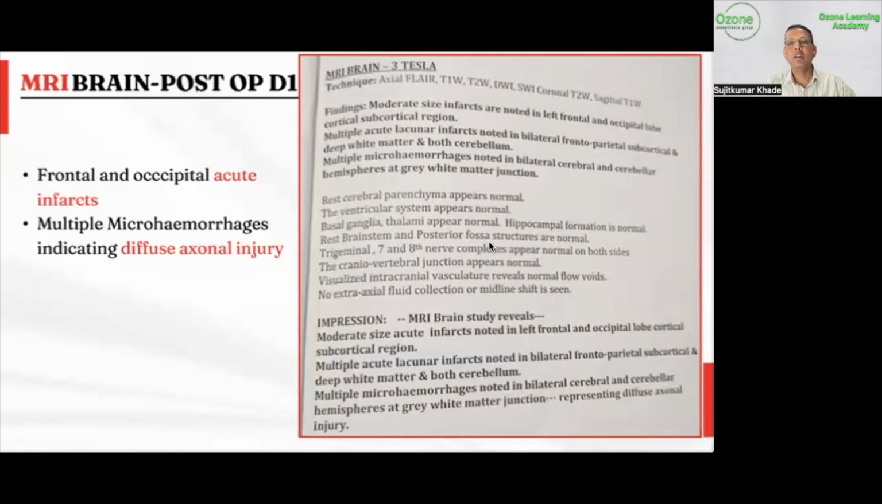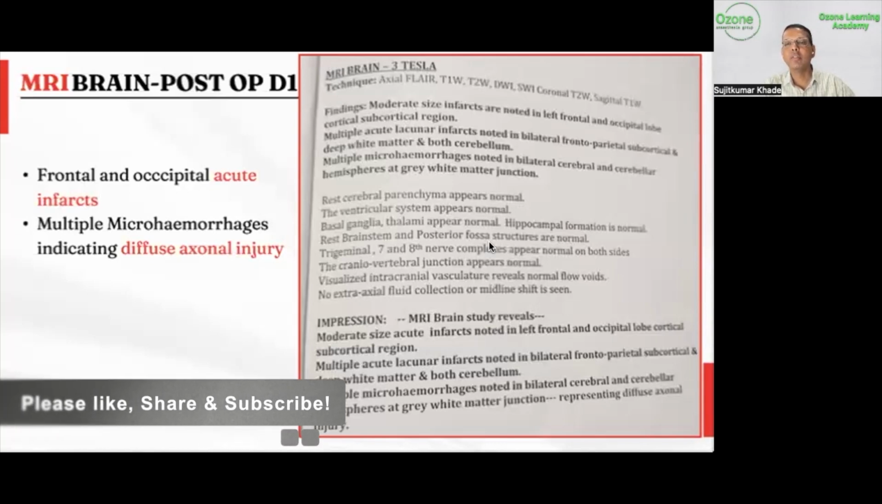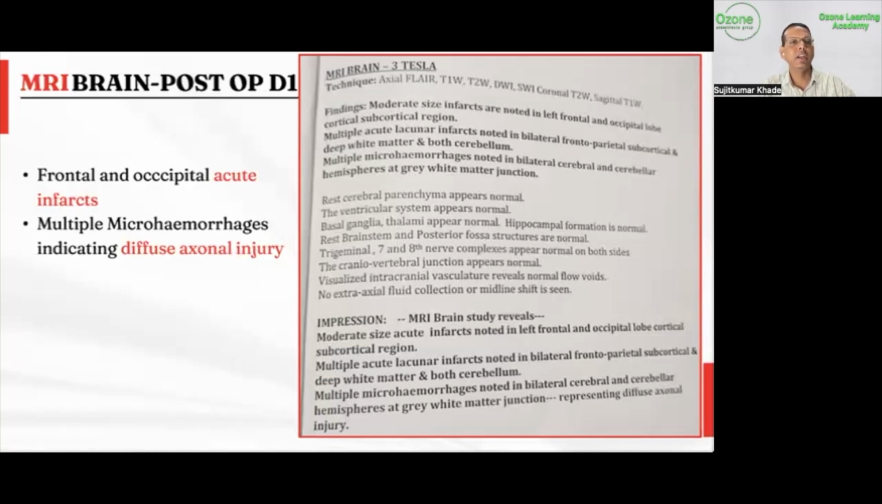On post-op day 1, we did an MRI brain. The patient was fully conscious, oriented, and inotropes were tapered off. His creatinine was raised, which settled in the next 5 days. His MRI brain showed he was having frontal and occipital acute infarcts. There were multiple microhemorrhages indicating diffuse axonal injury.